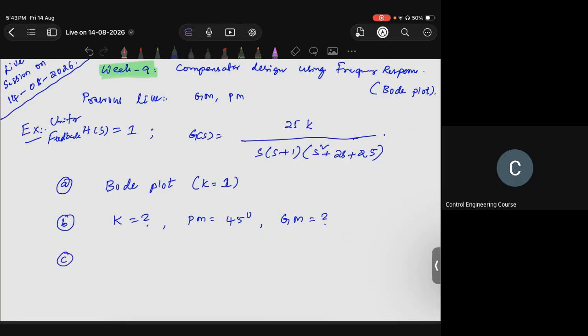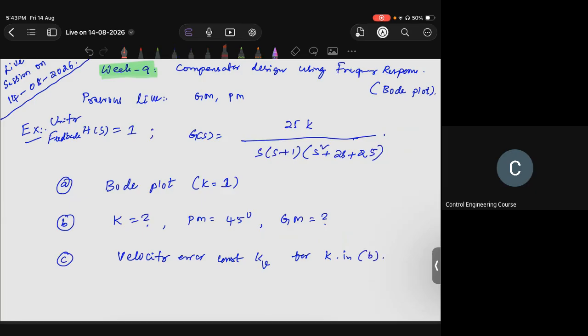Then part C: find out the velocity error constant, Kv, of the closed loop system for this k, the k in B. The question is the k in B. Hope this question is clear.